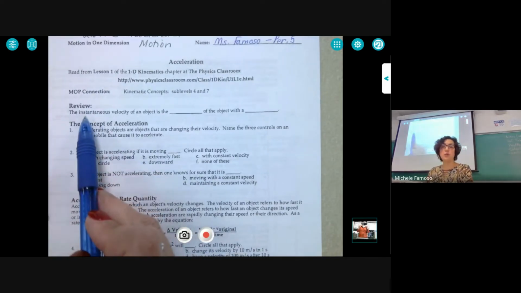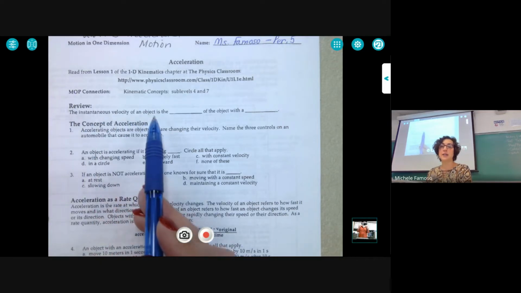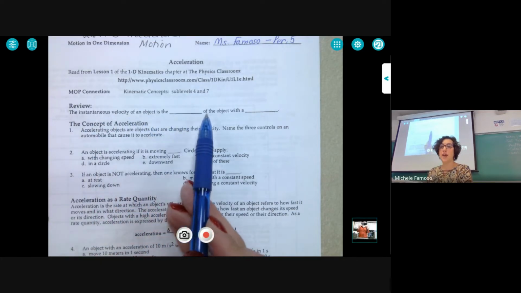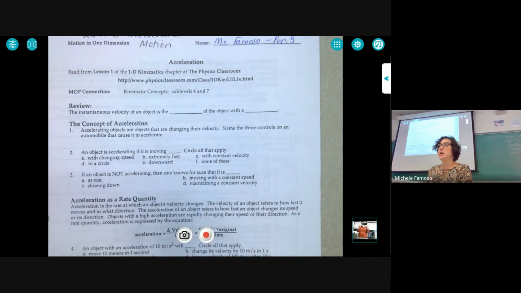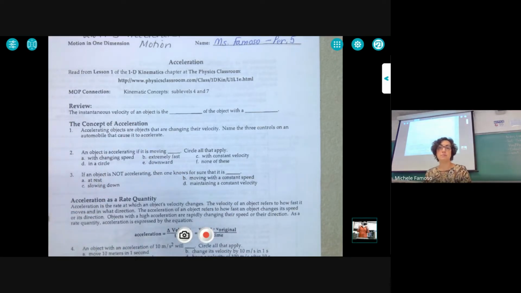This is review, the first question. An instantaneous velocity of an object is the what of that object with a what. In other words, I'm asking you for the definition of a velocity. Janelle? That would be a vector. This asks you specifically about the velocity of an object. Emily? The slope of an object?